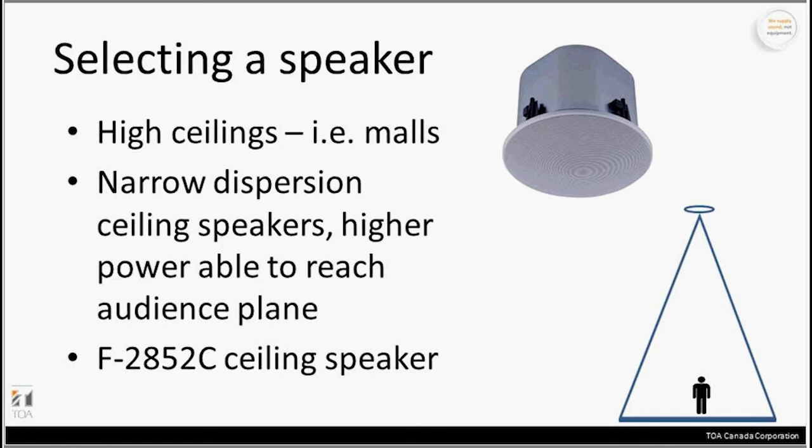You're going to need something like the 2852, a more narrow dispersion, but also with the power to push down to the audience plane. You can see the figure is a lot smaller, it's a lot further away from the speaker. And using the formulas that we were talking about, you will have to increase the tap setting on the back, increase the watts put out by the speaker in order to make up for that. But the 2852 is an excellent speaker for that situation.